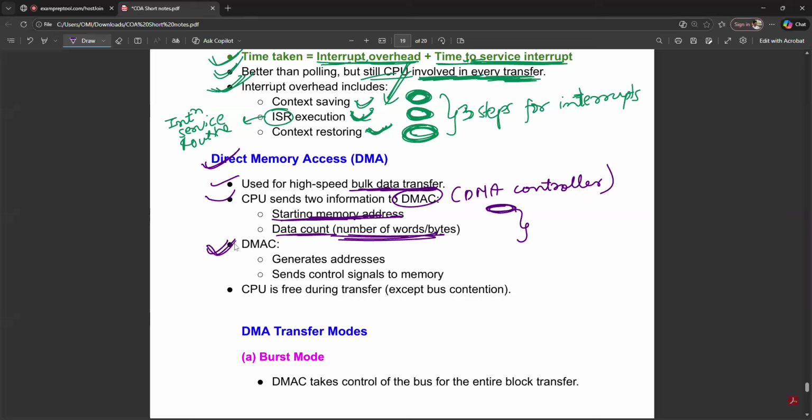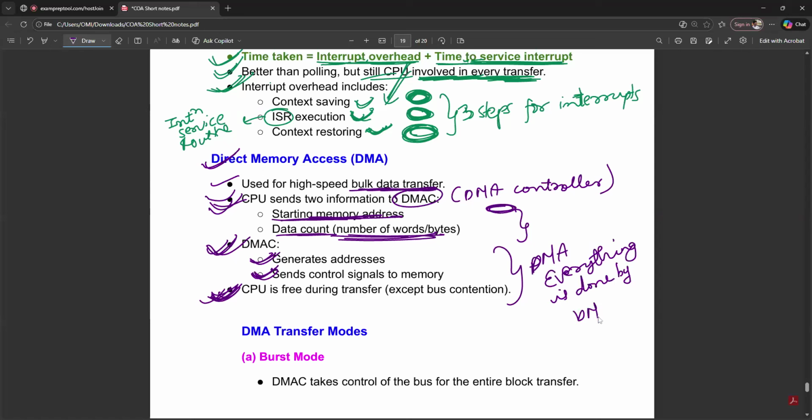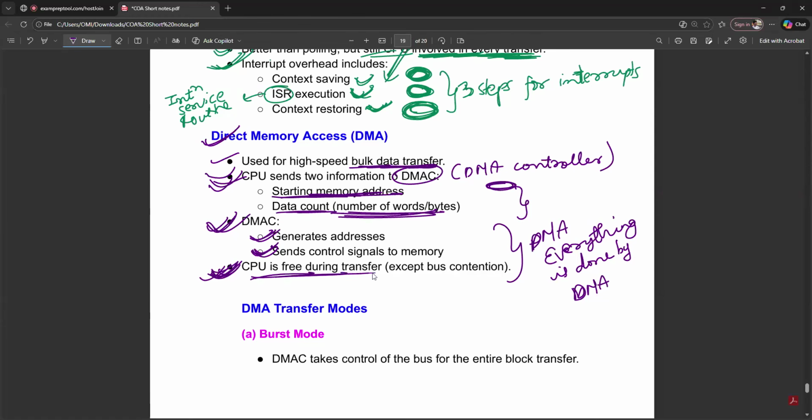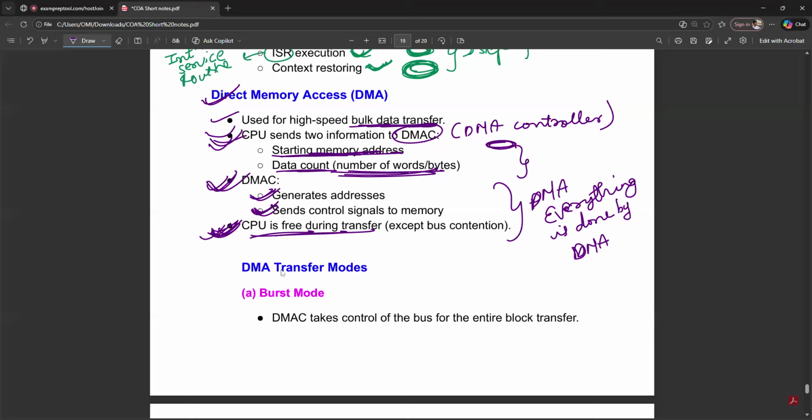So what will the DMA controller do? It generates the address, it sends the control signals to memory, and the CPU is free during the transfer, right? The CPU is free during the transfer because everything is done by the DMA.